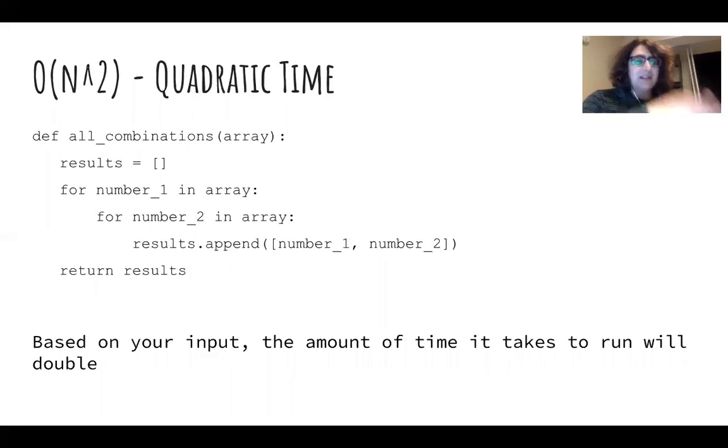In that case, you have n to the power of 2, which is bad. That's extremely bad, actually. But sometimes it's unavoidable.